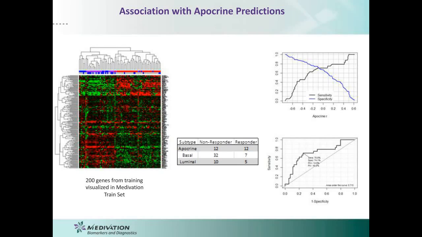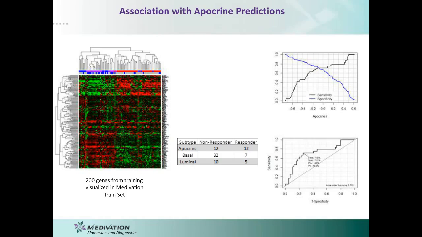So here's that result. On the left are the 200 genes visualized in the Medivation cohort, or the enzalutamide study. The top color bar is showing predictions based on the model built from the Farmer et al. data. The predictions in purple are the apocrines, the blues are luminals, and red predictions are basals. In the second color bar, again the gray are non-responders and the blue are responders.